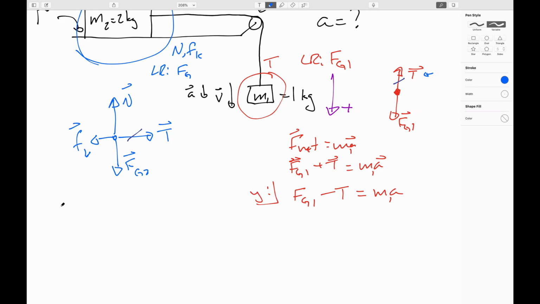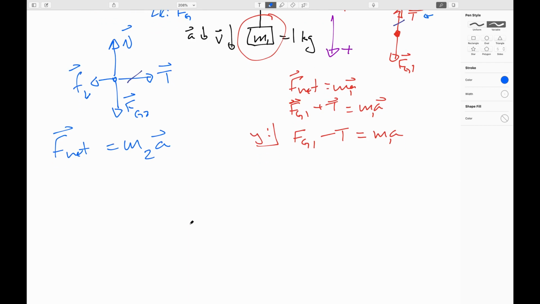analyze this. So again, here we're going to write F net equals M2A here. All right, so what are all of our forces? They are normal force plus gravity plus tension plus force of kinetic friction equals M2A. And we'll take this into components.